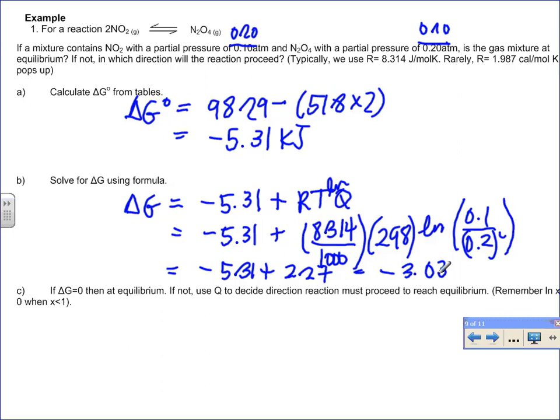Now, when we look at this here in the next question, in the overall question, we're being asked if the system is at equilibrium. So we know it's not at equilibrium because delta G is not equal to 0. And what we need to do is look at which direction it needs to shift. So in order for it to reach equilibrium, delta G needs to equal 0. So really this needs to get larger. So our RT ln Q needs to increase.